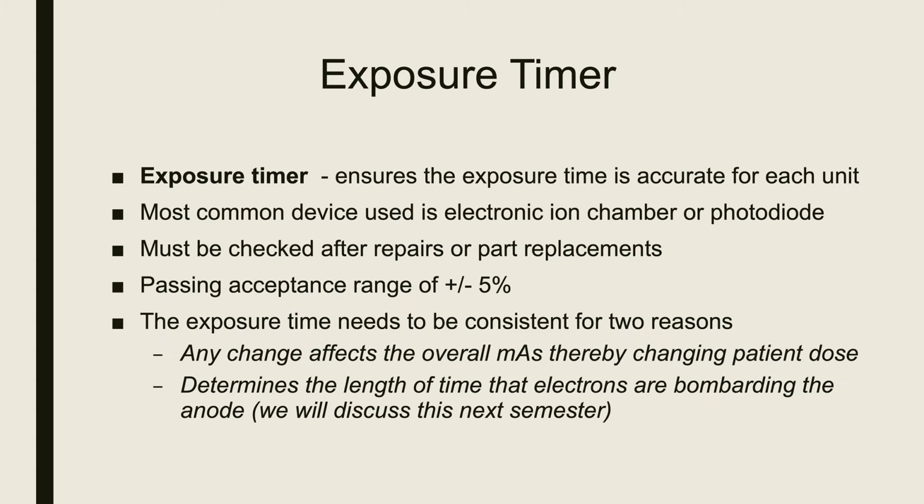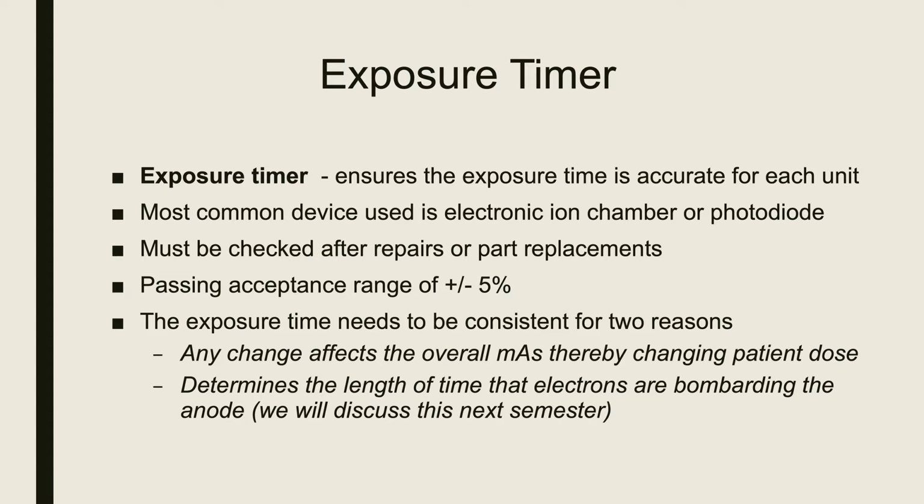So exposure timer, that's your timer. It ensures that the exposure time is accurate for each unit. The most common device used to measure this is an electronic ion chamber, and this must be checked after repairs or any part replacement. The passing acceptance range for the timer is plus or minus 5%. So that just means the timer has to be accurate within 5%.